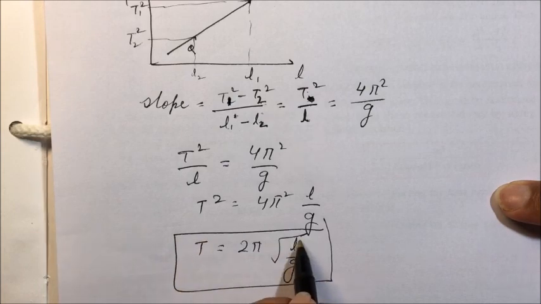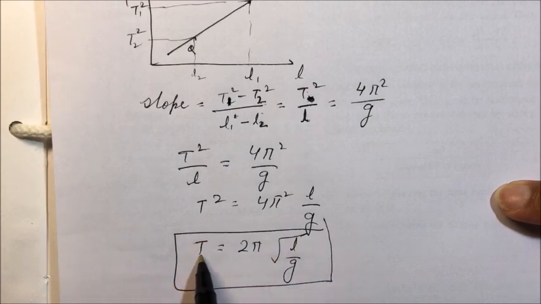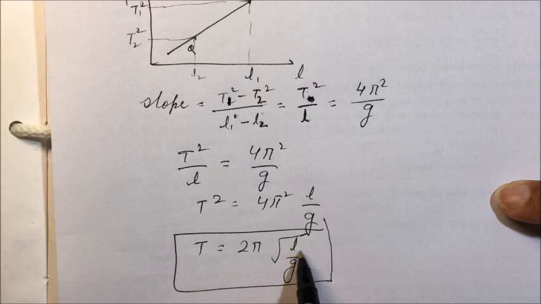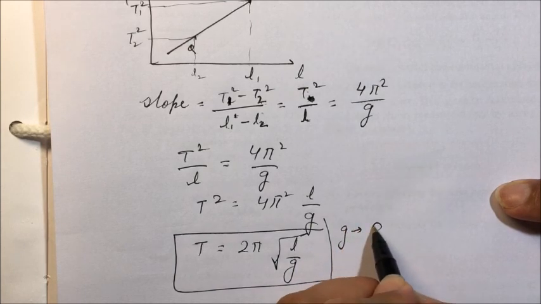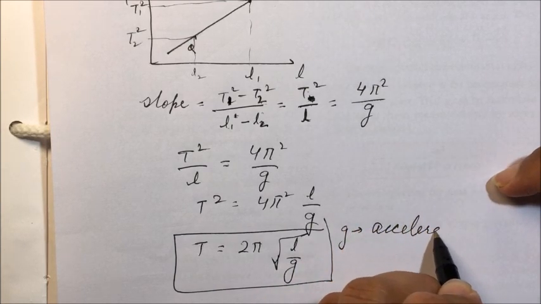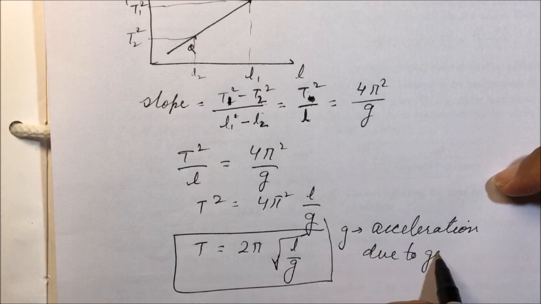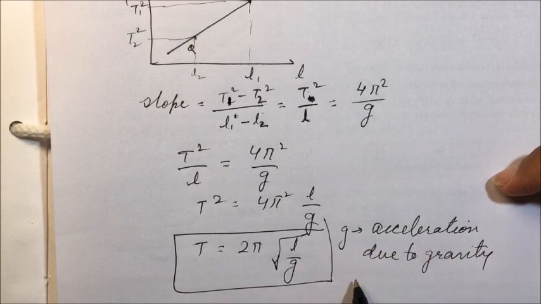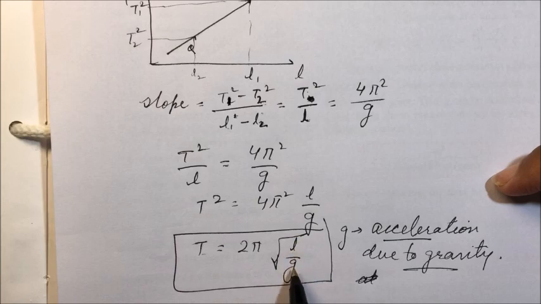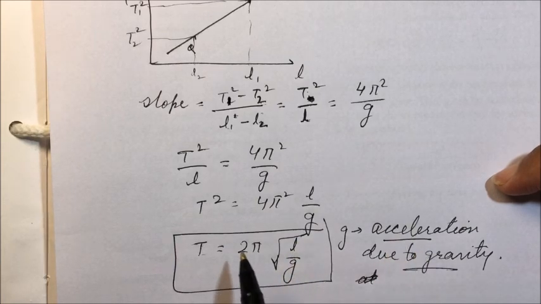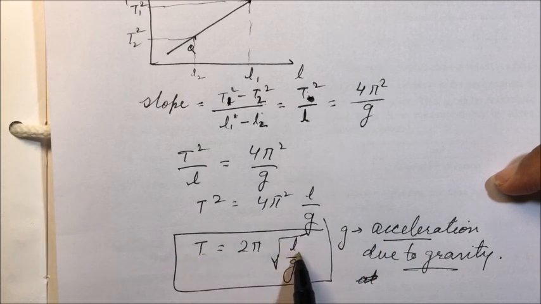Now see, as we change the length, the time period will change. Time period depends on the length of the pendulum and acceleration due to gravity at that particular place. g is the acceleration due to gravity. T depends on the length of the pendulum and acceleration due to gravity. At a particular place, T depends on the length of the pendulum. The g remains constant.